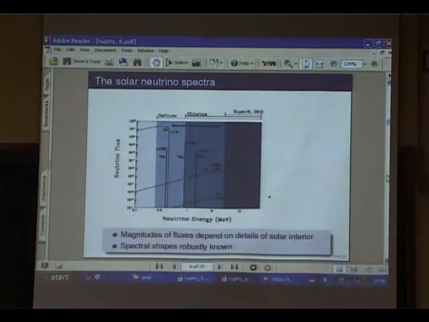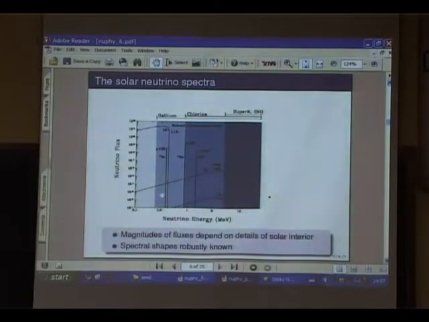This is what a spectrum looks like. These lines that you see are monoenergetic. This is the beryllium 7 line. This is another beryllium 7 line. This is the PEP neutrino line. This is the PP flux, which is the most dominant. Note that this is a logarithmic scale. So PP neutrinos form more than 99% of the neutrinos.